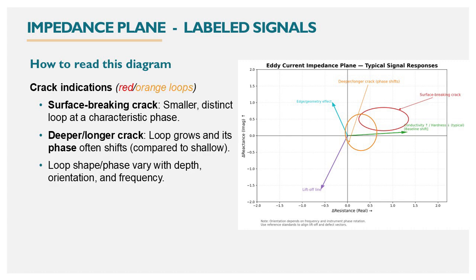Crack indications, impedance plane, in this diagram labeled with red and/or orange loops color. Surface breaking crack: smaller, distinct loop at a characteristic phase. Deeper or longer crack: loop grows and its phase often shifts, compared to shallow. Loop shape or phase vary with depth, orientation, and frequency.